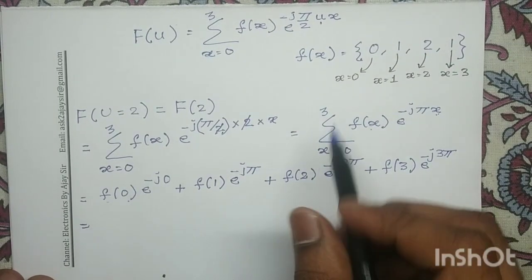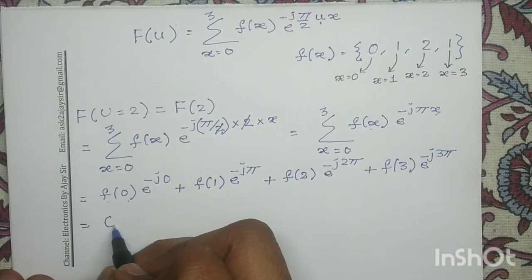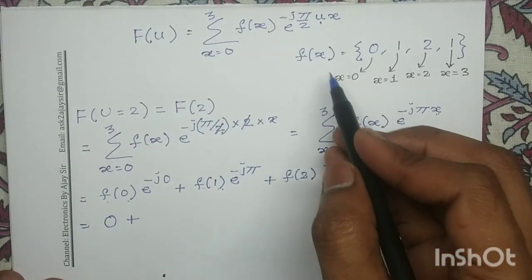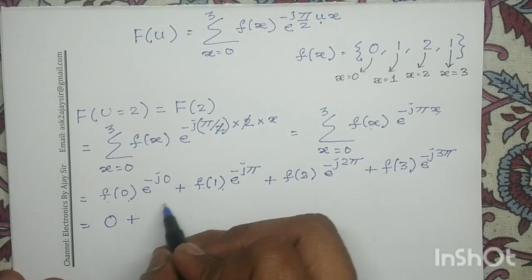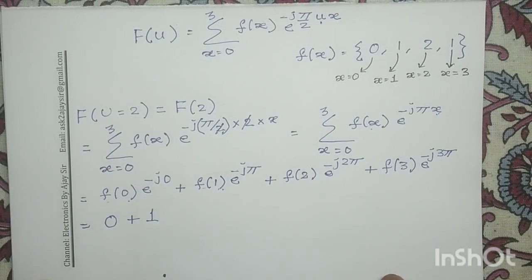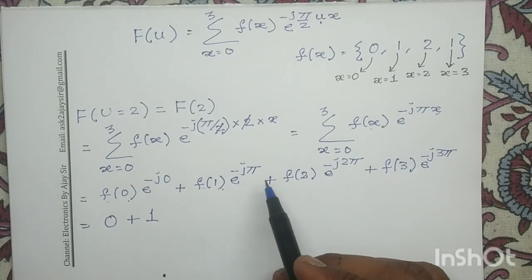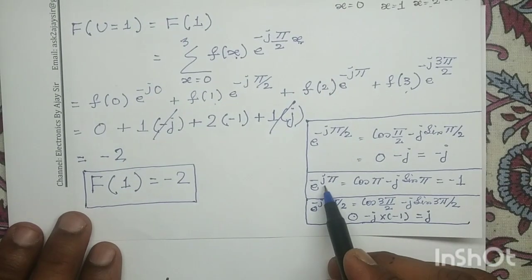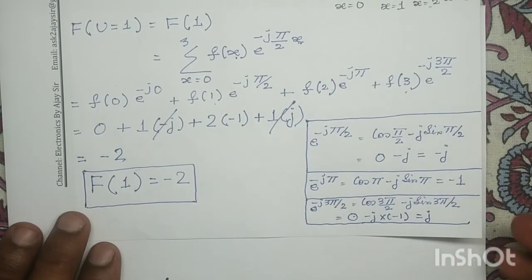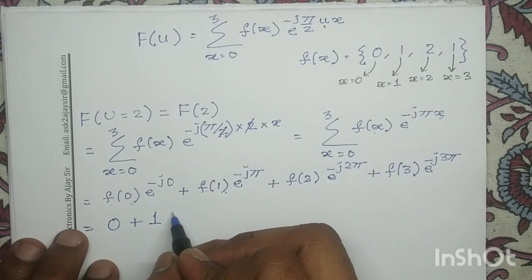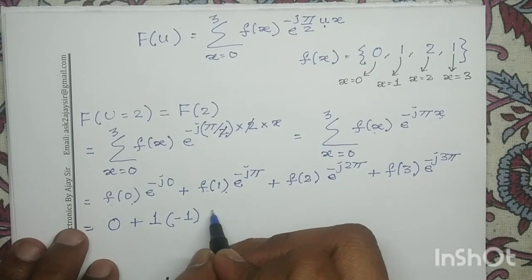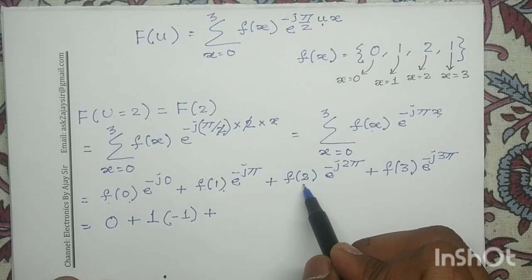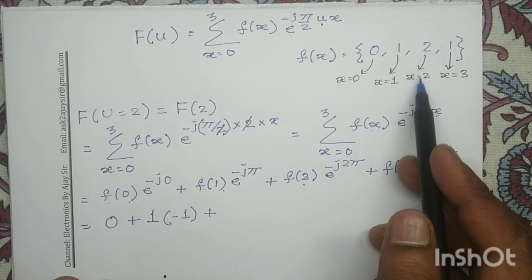f(0), that is f(x) at x equals 0, is 0. So I will write here 0. f(1), that is f(x) at x equals 1, is 1. And we have to compute the value e to the power minus j π. Previously we have calculated that e to the power minus j π is equal to minus 1. So here I will substitute minus 1, plus f(2), that is f(x) at x equals 2, which is 2.